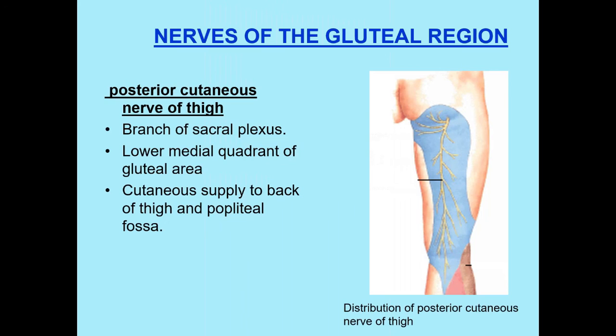Posterior cutaneous nerve of the thigh. Branch of the sacral plexus, lower medial quadrant of the gluteal area, cutaneous supply to the back of the thigh and popliteal fossa.